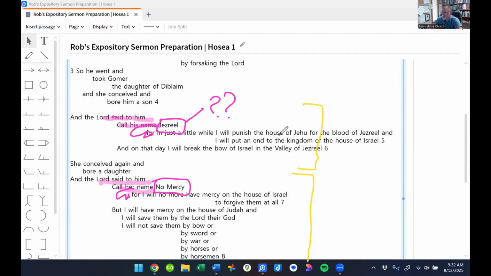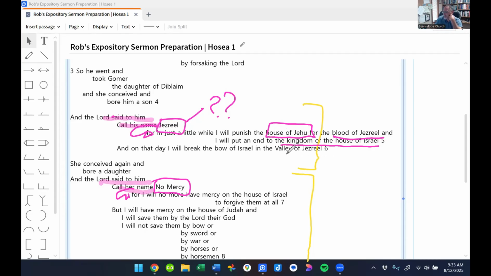But we get a sense here, and notice, the house of Jehu, that was one of the kings of Israel, and so something happened related to the house of Jehu, and the blood of Jezreel is on his hand, and so God is going to punish that. And then maybe the more ominous warning, I will put an end to the kingdom of the house of Israel. That's a warning that the northern kingdom is going to come to an end. Remember, I said there's two kingdoms. There's the northern, we call it Israel, and then the southern, sometimes called Judah. And that northern kingdom, God is saying that's coming to an end.